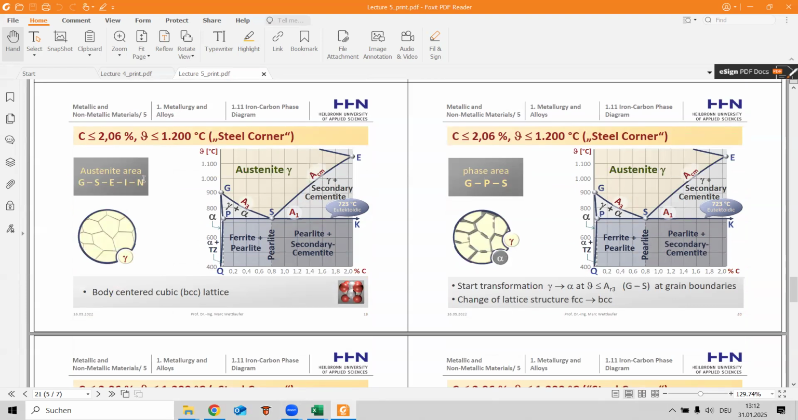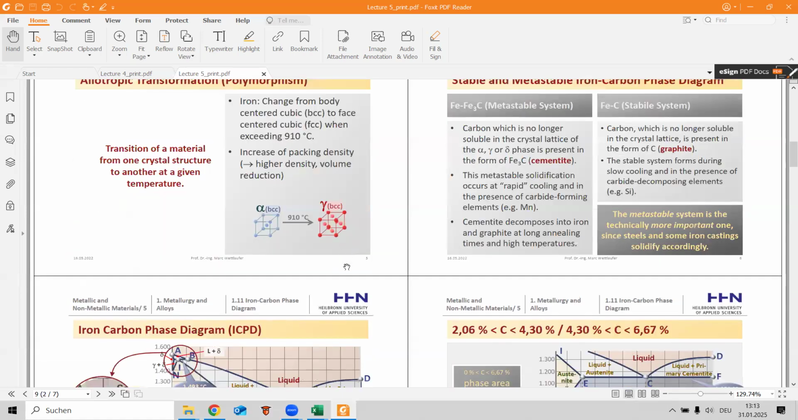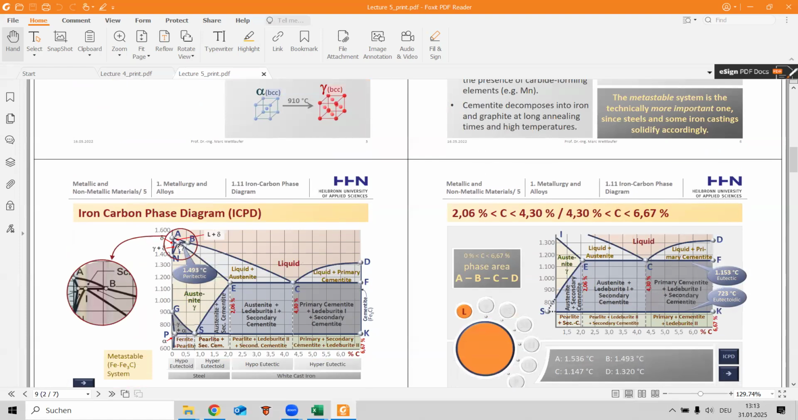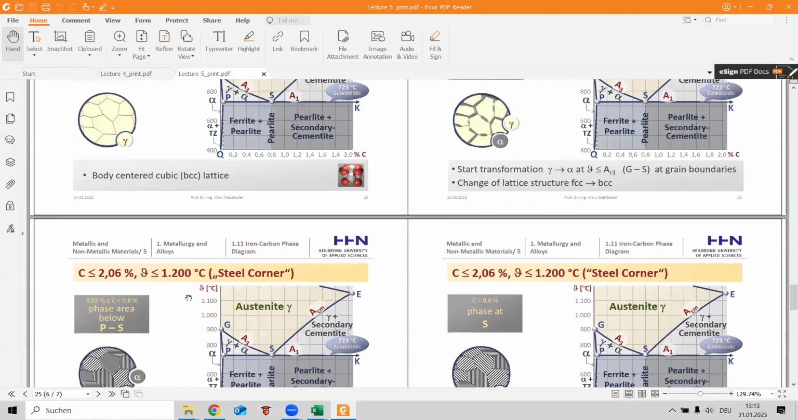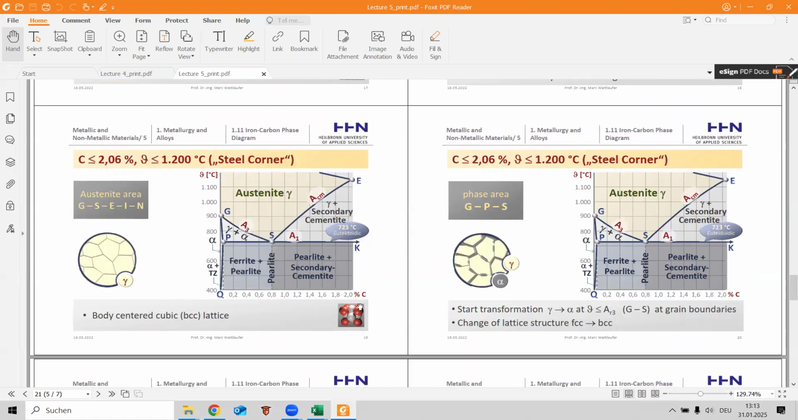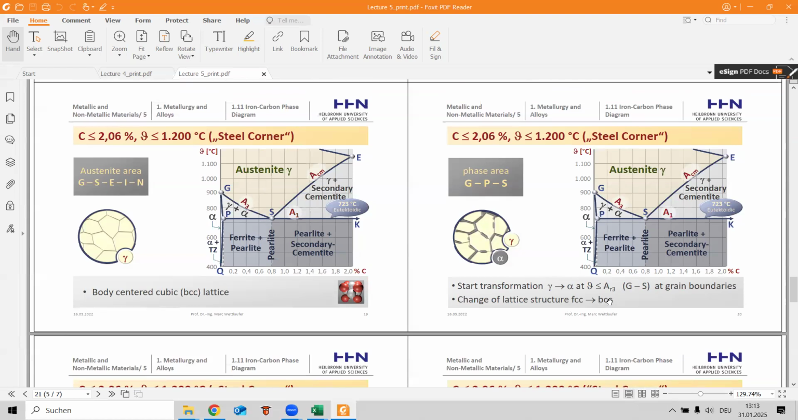So here we have the austenite area GSE, I and M. The GPS area is austenite crystals and alpha aggregation. Alpha starts transformation here, at the grain boundaries, changing the structure from face centered cubic.